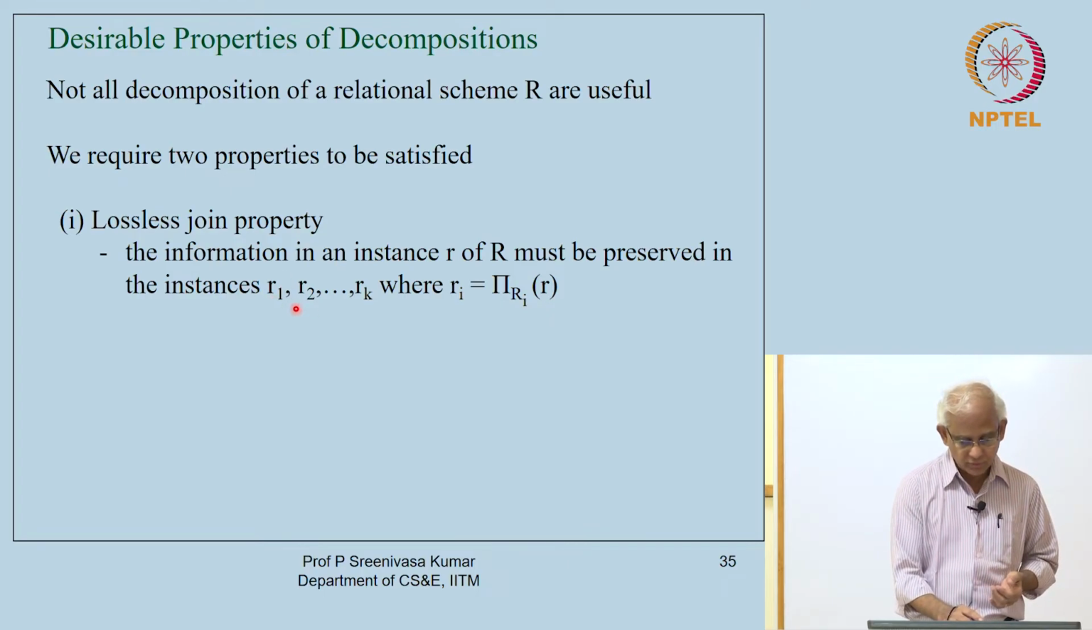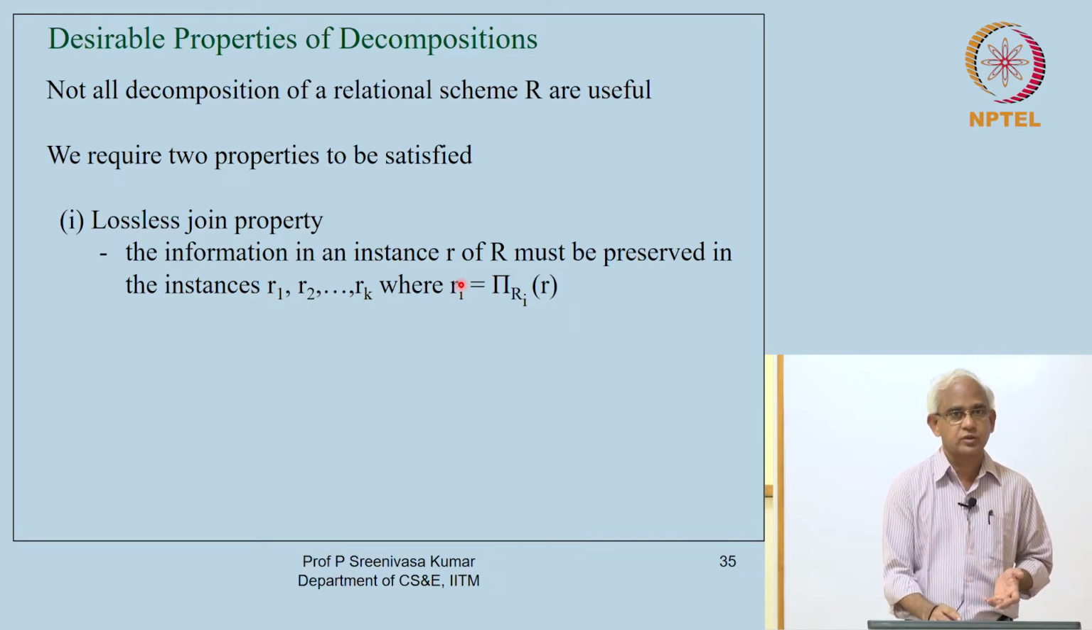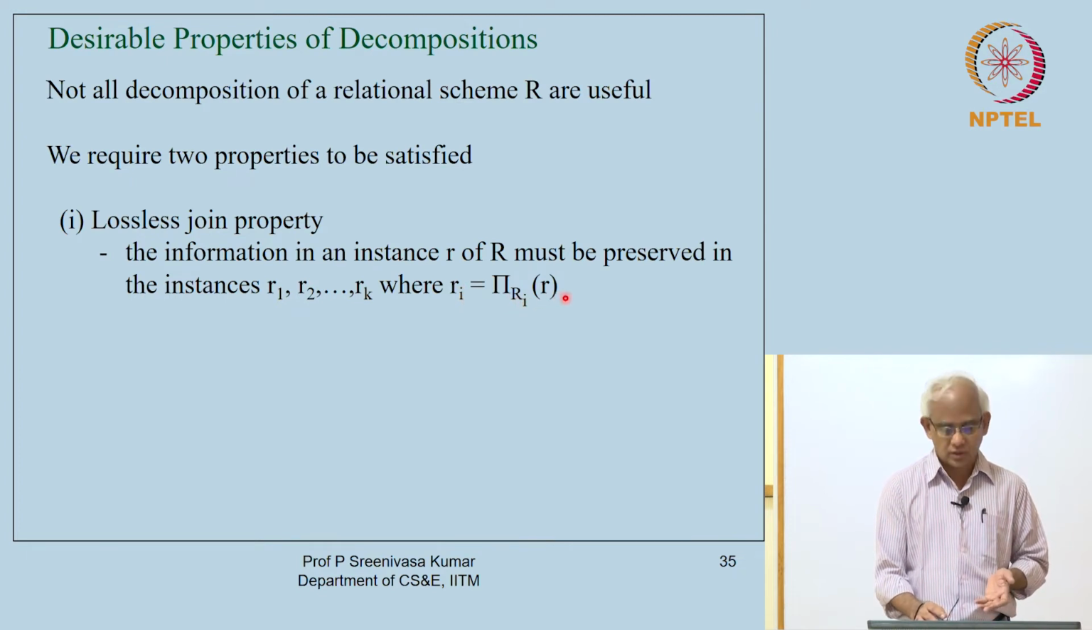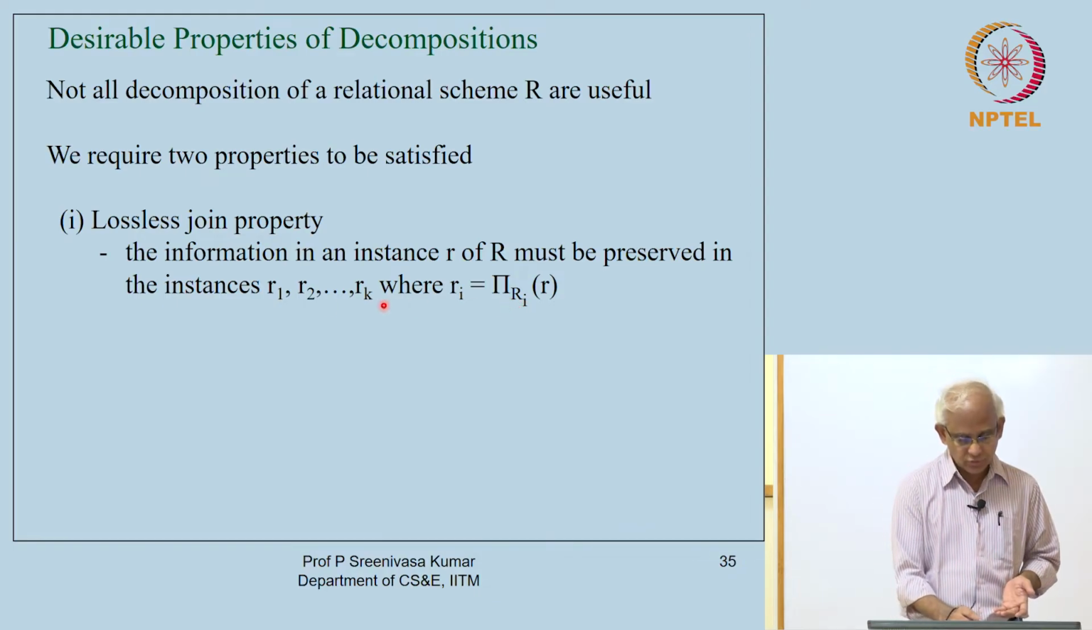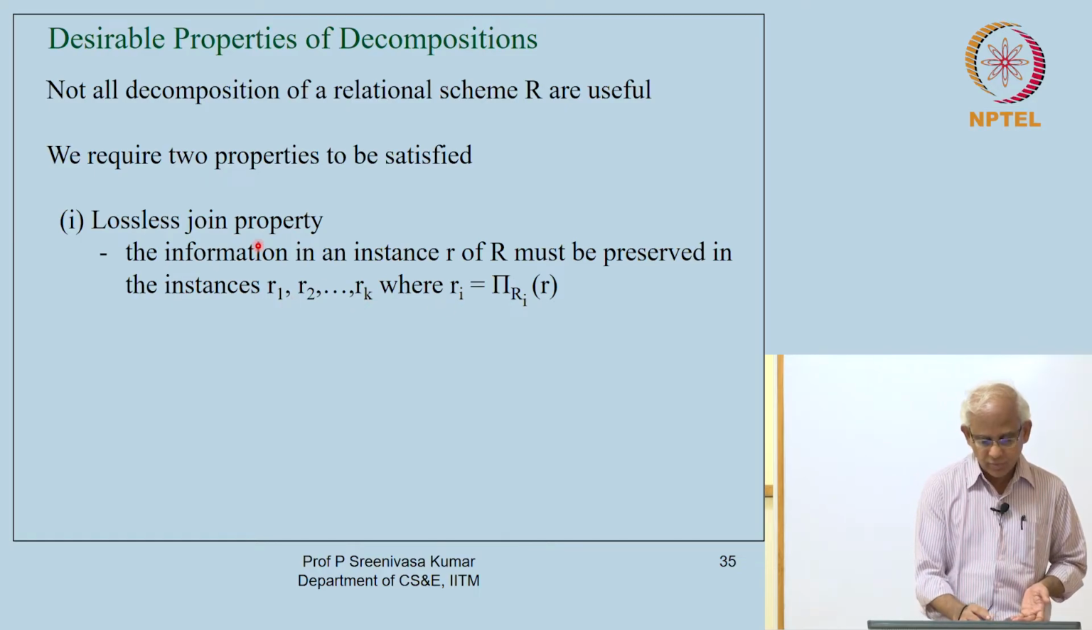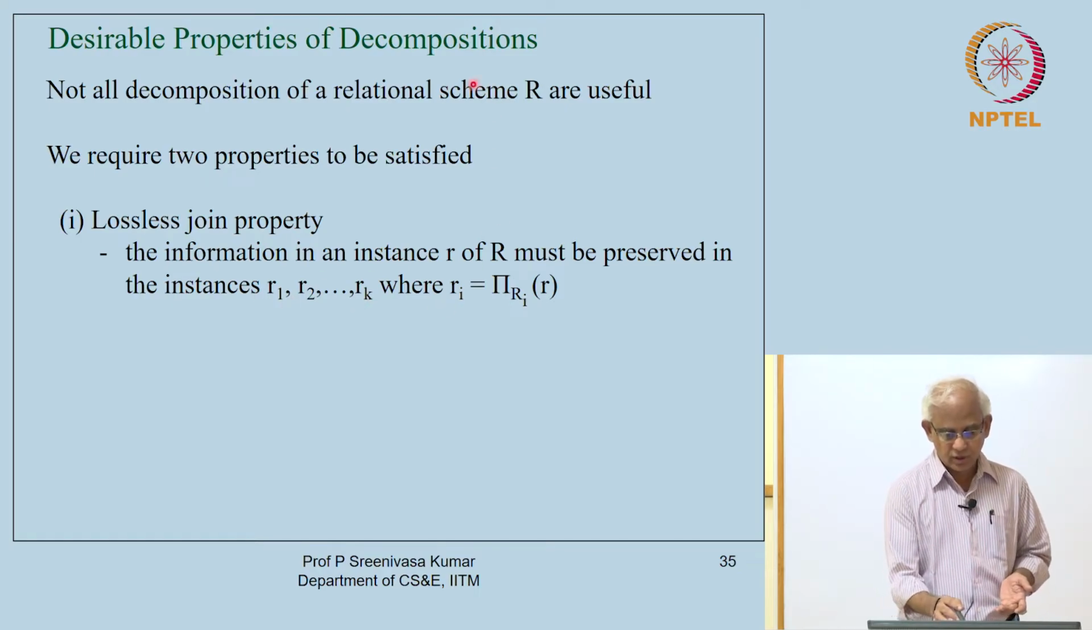So how do we derive this R1, R2, Rk? Naturally, the most natural way of doing that is to take the projection of the original instance R onto this Ri, right. So whatever be the information that was present in R should now be present in R1 through Rk.